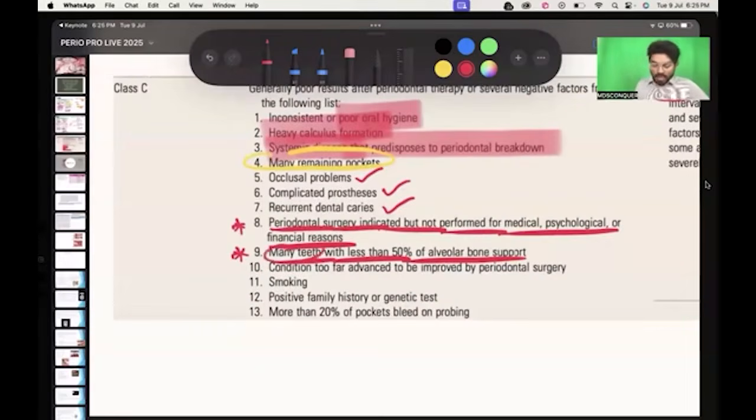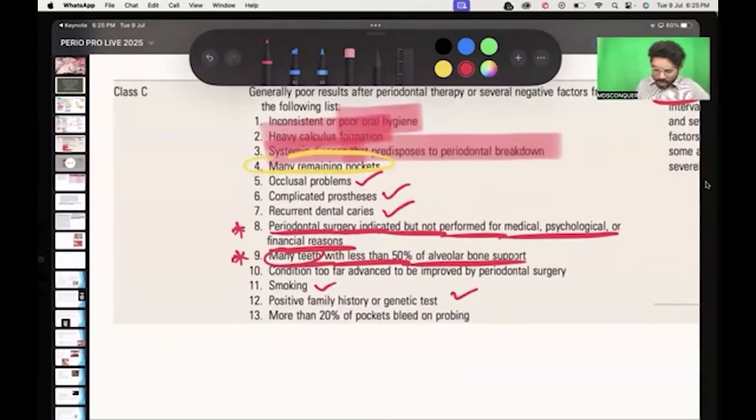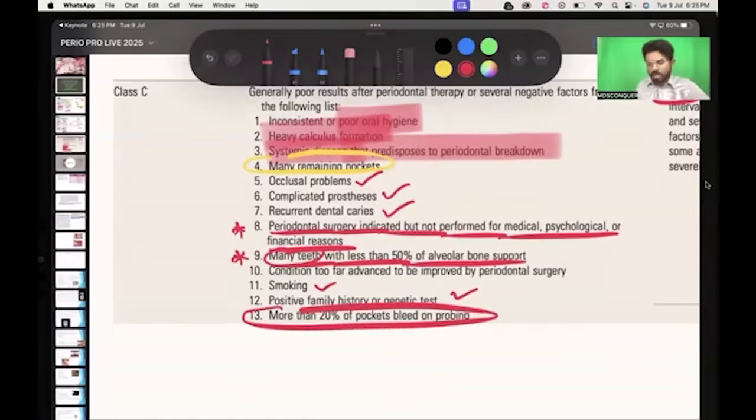Next, conditions too far advanced to improve with periodontal surgery. Smoking is common again. Positive patient history is common. Here you have more than 20% of pockets bleeding on probing, and the same here also.